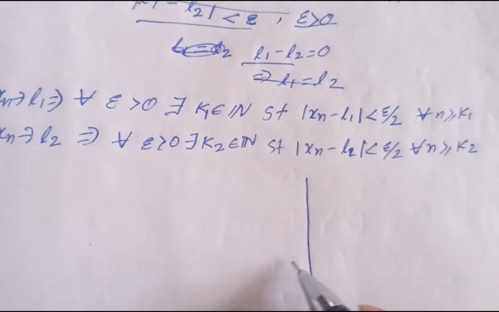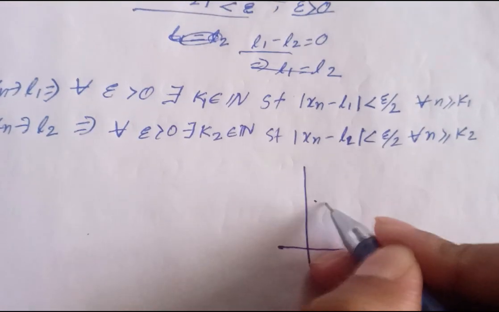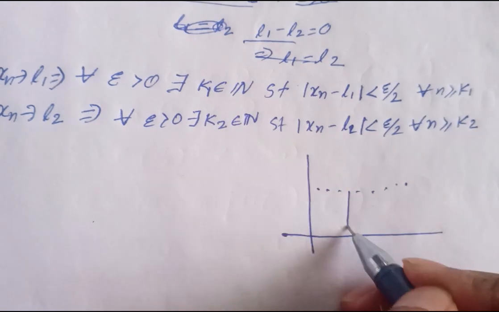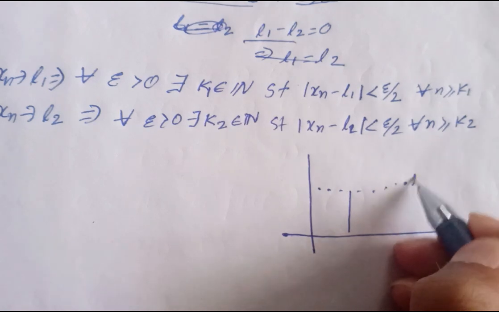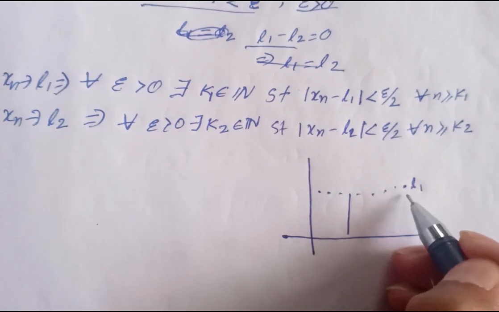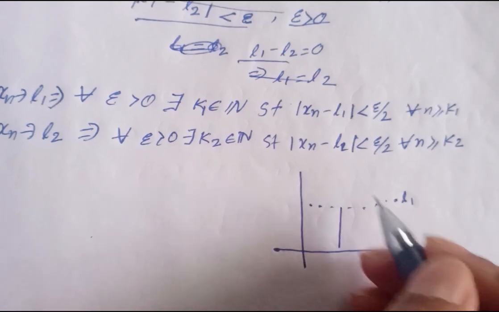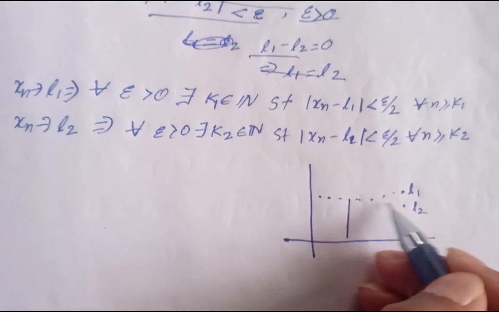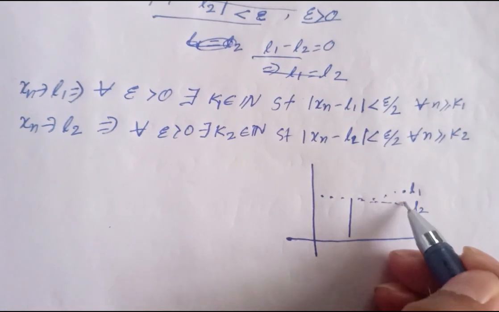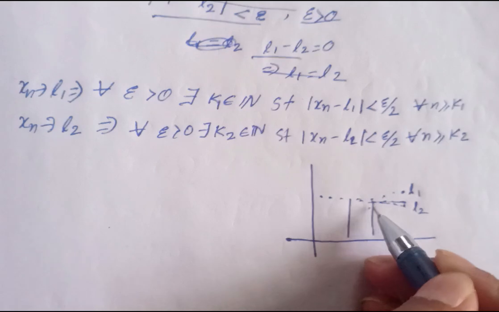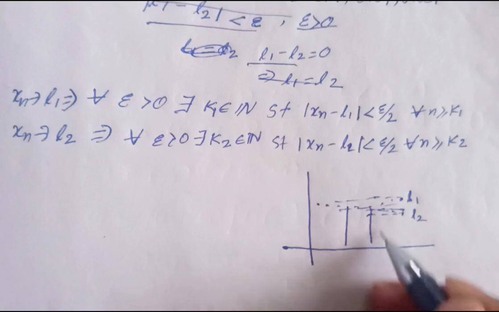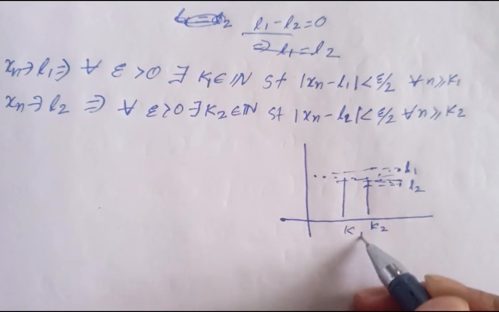Let's see this graphically. Suppose this is a sequence and this is a limit. After k1, the sequence goes close to this, let's name it L1. Suppose it is not actually possible to have two limits, but suppose it has two limits, L2, then it will be like this, and this is our k2. We take the band to be epsilon by 2.